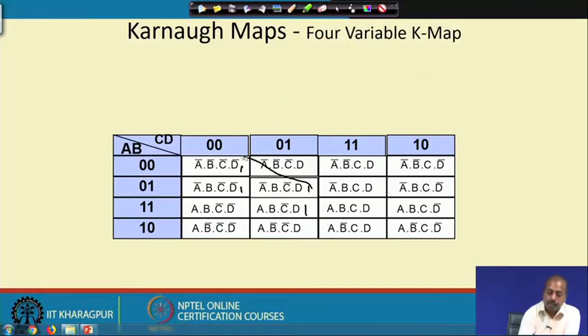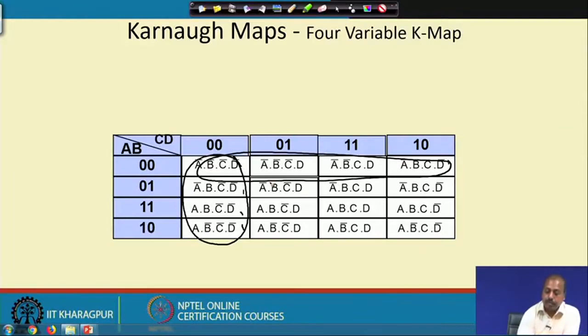So, you cannot make a quad like this. That is not allowed. Okay. So, what can you do? You can make a quad in this format. You can make a quad like this, or you can make a quad like this. Okay. But they cannot be, say, 2 ones here.